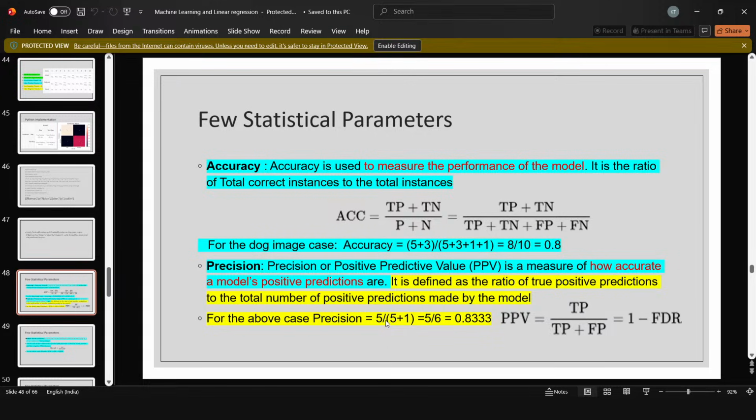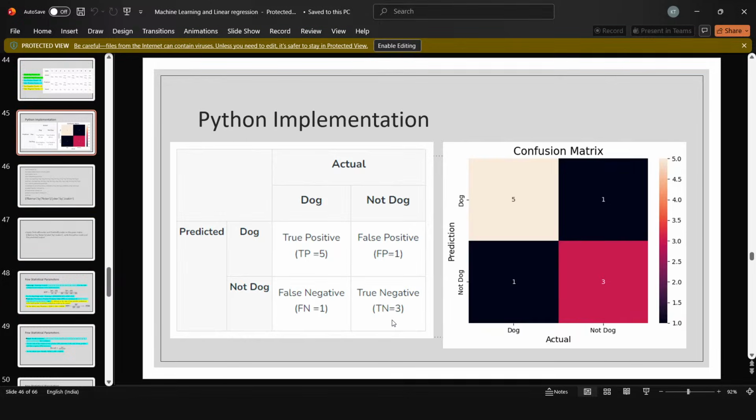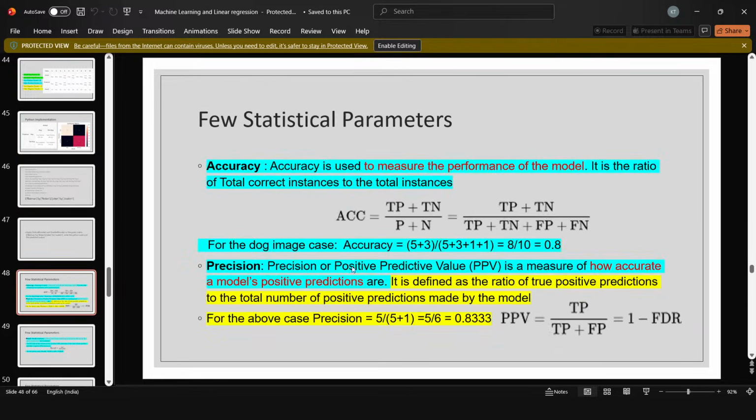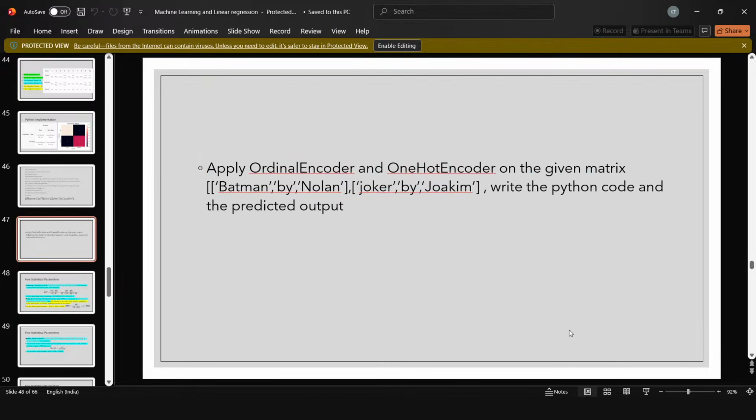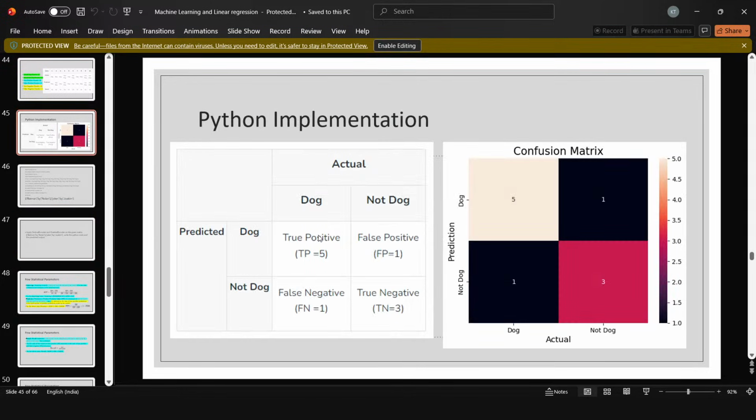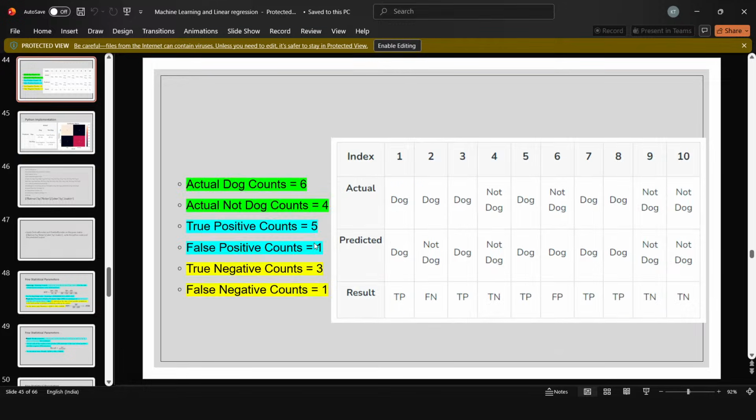I'll just take a quick example for this. 5 by 5 plus 1. Let's go and see in this example. TP by TP plus FP. This is TP, and which is FP.